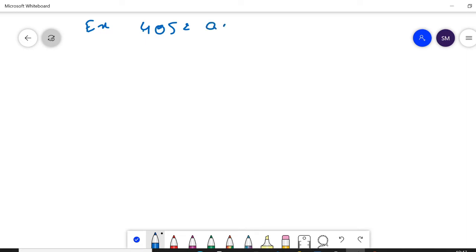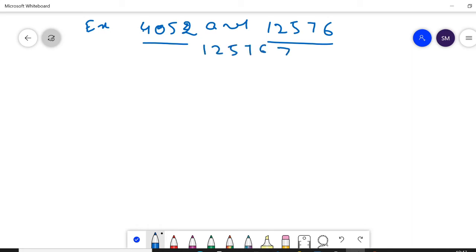4052 and 12576, using Euclid division algorithm. Here 12576 is greater than 4052. Then divide 12576 by 4052. This is the dividend, this is the divisor. Then dividend equals divisor into quotient plus remainder.